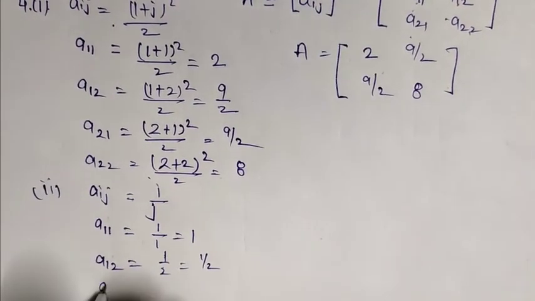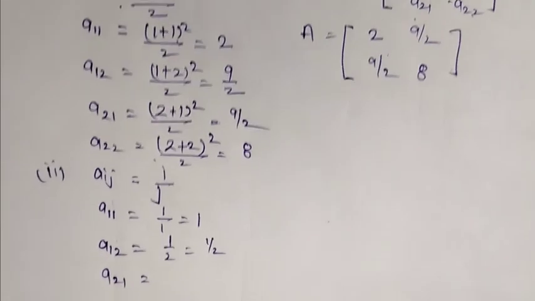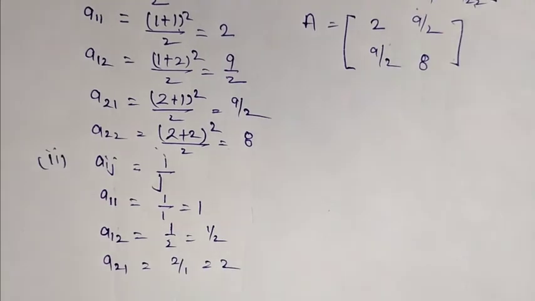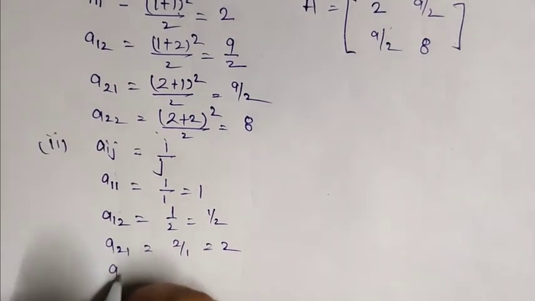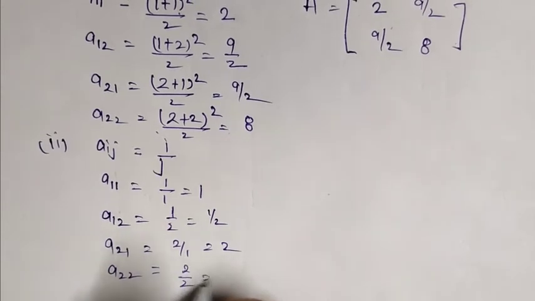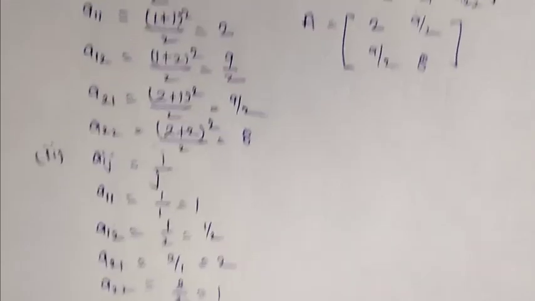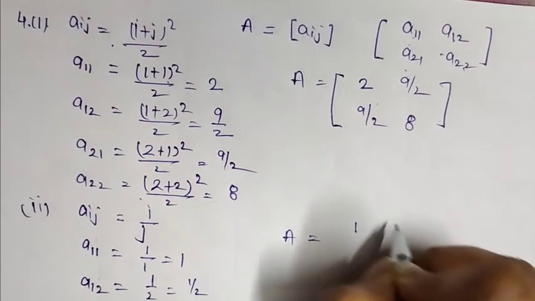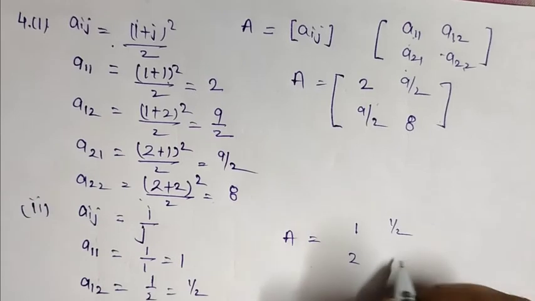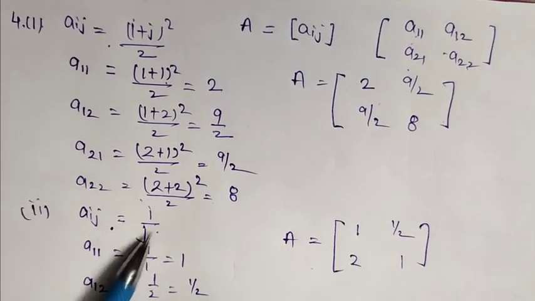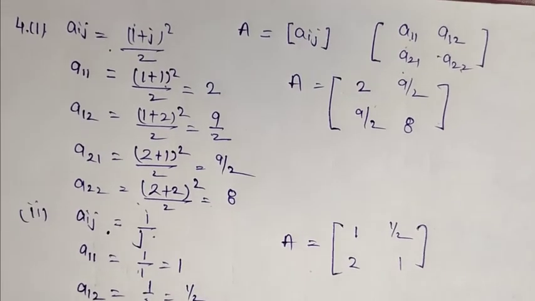Okay, when we put A21, that means i equals to 2 and j equals to 1, we will get 2 by 1, that is 2. Okay, and when we put i and j both 2, we will get 2 by 2, that is also equal to 1. It means our matrix will be A equals to 1, 1 by 2, 2 and 1. This is our 2 by 2 matrix where Aij represents i upon j. Okay, now we are going to solve the third part of the fourth question.